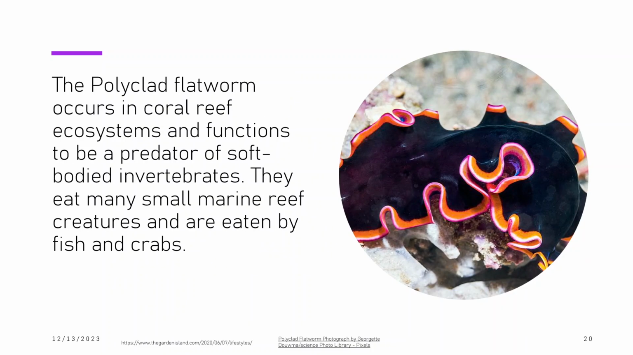The polyclad flatworm occurs in coral reef ecosystems and functions to be a predator of soft-bodied invertebrates. They eat many small marine reef creatures and are eaten by fish and crabs. This is an example of a polyclad flatworm.